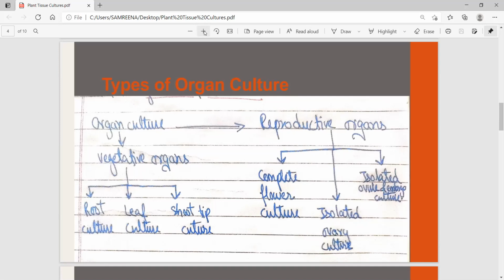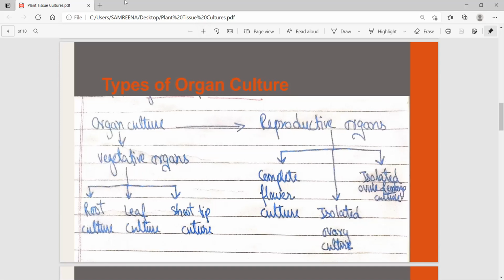और जो ये organ culture है, what we can do, we can directly take an organ in an odd season, we can grow it under in vitro conditions, then it will help to increase our agriculture and horticulture purposes. Now in this organ culture, we can take vegetative organs which can be grown under in vitro conditions, or we can take reproductive organs which can be grown under in vitro conditions.